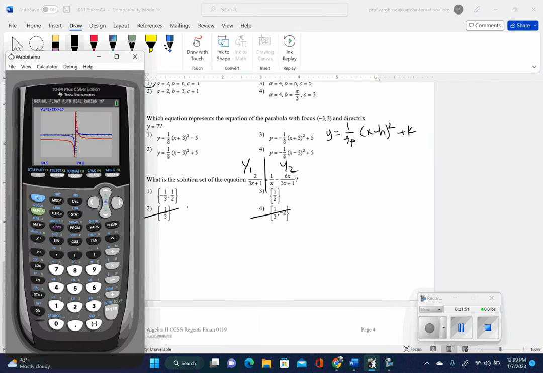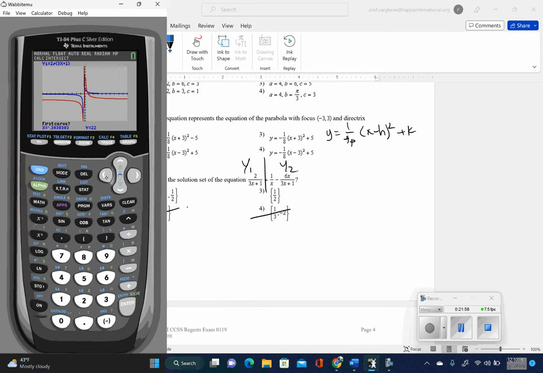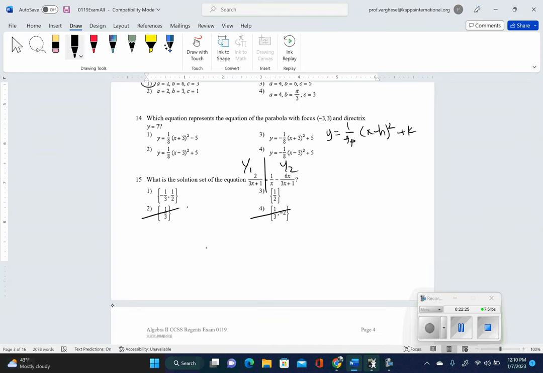And now I want to see if negative 1/3 is also a solution. So I'm going to do it again. Second calc, option number 5, which is intersection. And I want to go to the negative side. So somewhere to the left. So I'm going to hit enter right here. I'm going to go on the second curve. Going to hit enter and guess somewhere around there. Is it? Okay, so no. Negative 1/3 does not work.